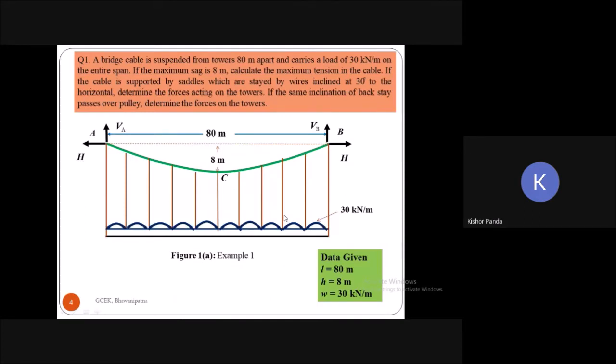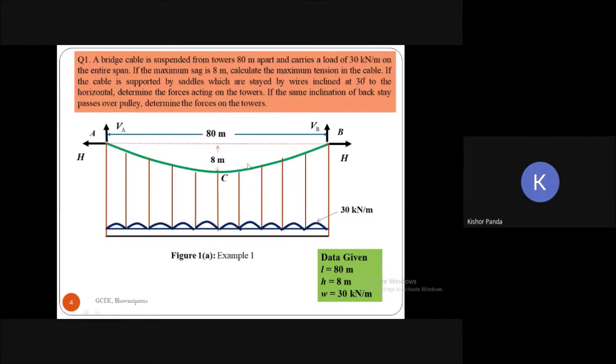Coming to the first example: a bridge cable is suspended from towers 80 meters apart and carries a load of 30 kilonewton per meter on the entire span. If the maximum sag is 8 meters, calculate the maximum tension in the cable. If the cable is supported by saddles, which are stayed by wires inclined at 30 degrees to the horizontal, determine the forces acting on the towers. If the same inclination of back stay passes over a pulley, determine the forces on the tower.